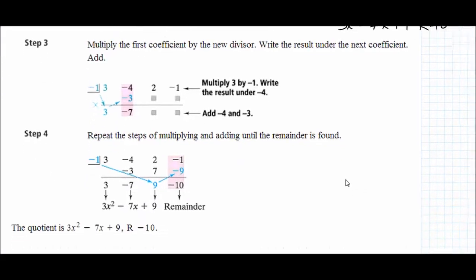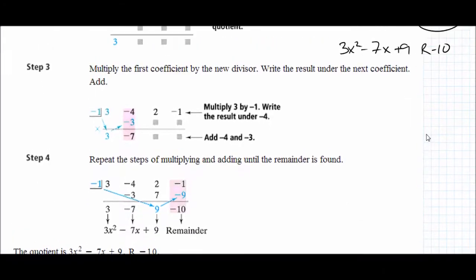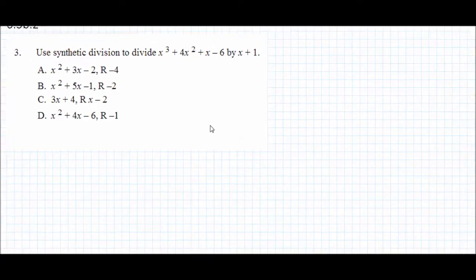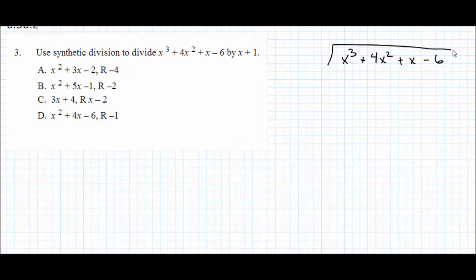Okay, that's a little bit confusing at first, I understand. Don't worry, we'll work through some samples of this. Okay, use synthetic division to divide this polynomial, x cubed plus 4x squared plus x minus 6. Divide that by x plus 1.